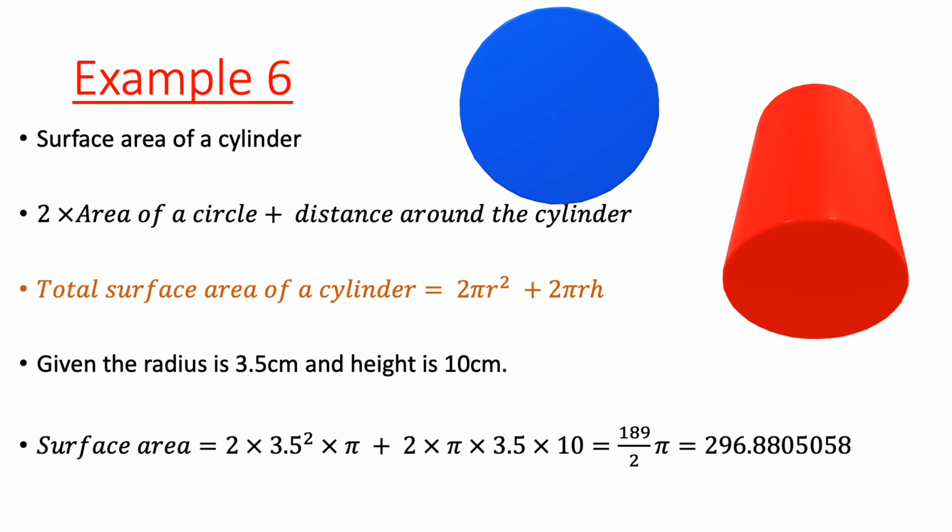So given the radius is 3.5 and the height is 10 centimeters, work out the surface area. Well, there's going to be 2 times pi times 3.5 squared plus 2 times pi times 3.5 times 10, which gives an answer of 296.88505058 centimeters squared, because area and surface area has to always be in units squared. So again, you will have to make sure that you learn this formula.